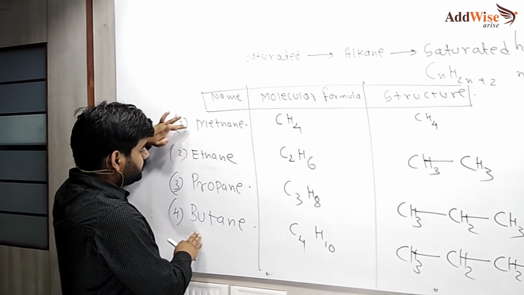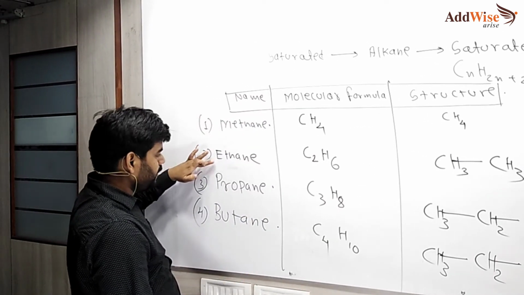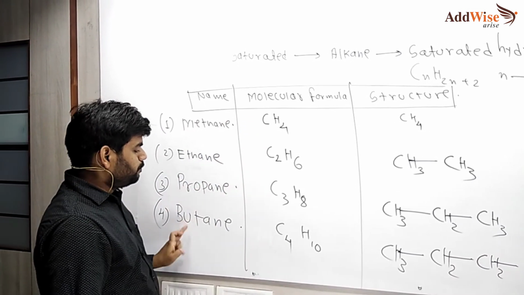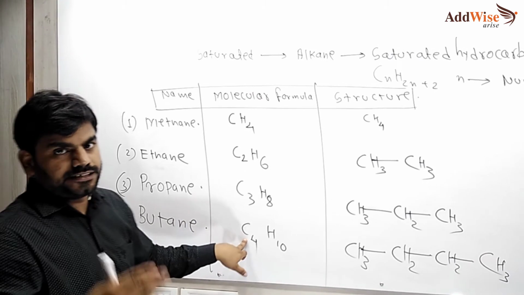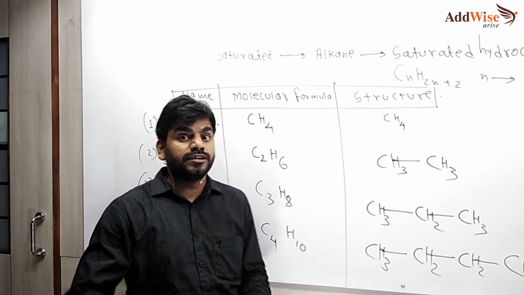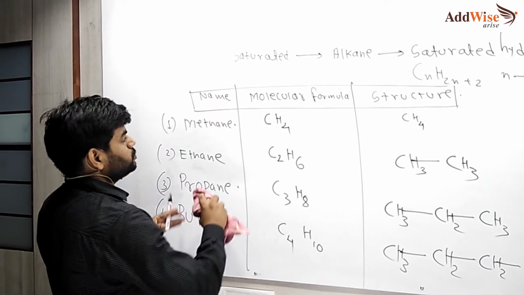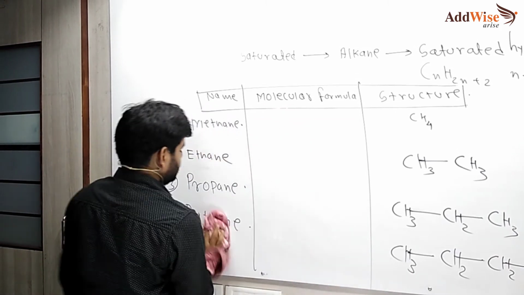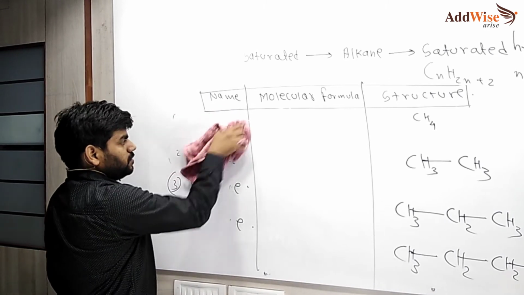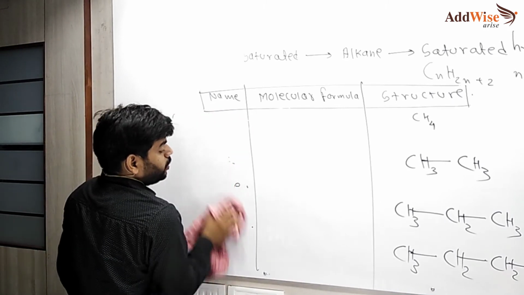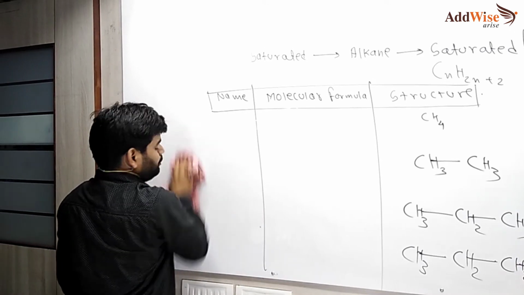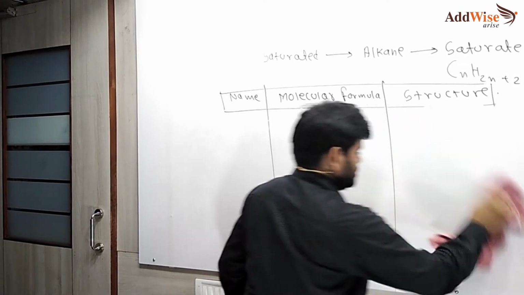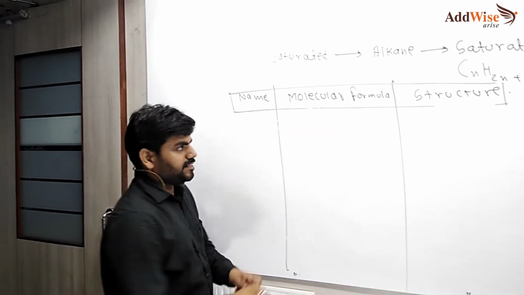So let's take another 4 examples. Methane, ethane, propane, butane. Meth 1 carbon, eth 2 carbon, prop 3, but 4. Now let's take other examples. If we increase to more than 4 carbon, then what should be the name? Pentane, exactly. First of all, let's erase these structures. Because 5 is commonly called penta. That is pentane. So the suffix will always be ane.